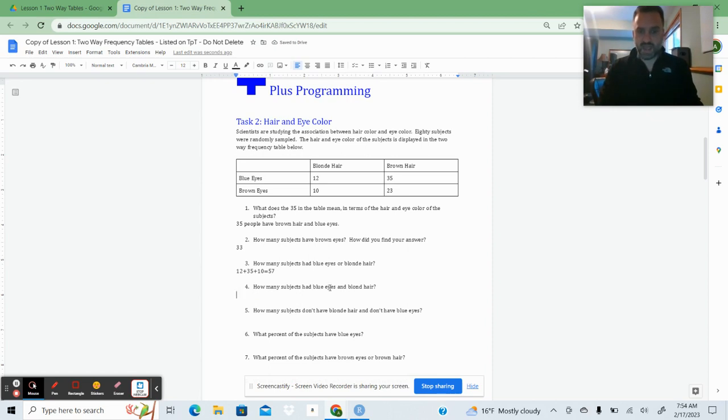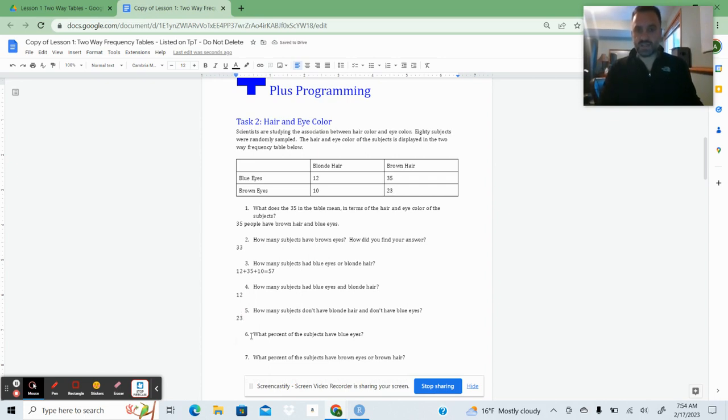How many subjects had blue eyes and blonde hair? So blue and blonde is 12. How many subjects don't have blonde hair? So that's brown hair. And don't have blue eyes. That's blonde. That's just brown eyes. So that's just going to be 23 there.